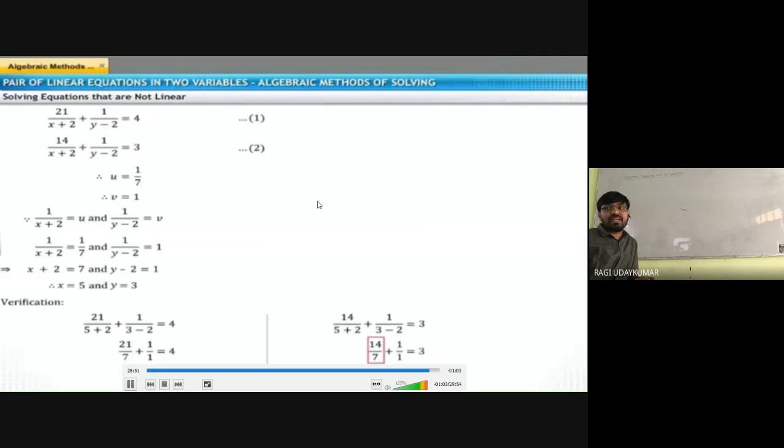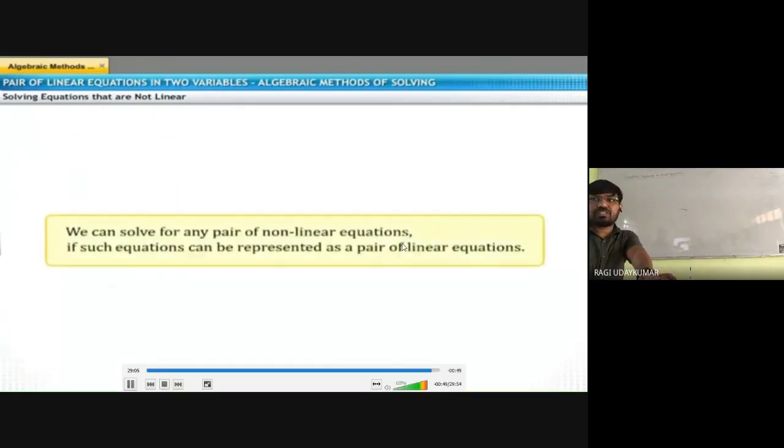So this is the way to solve the pair of linear equations in two variables which are not in a linear form. The equations which are not in the linear form, we have to solve like this. So we got the verification also, verified these two equations.